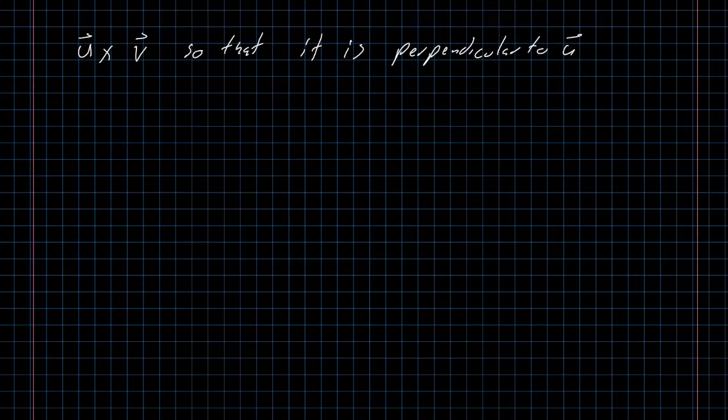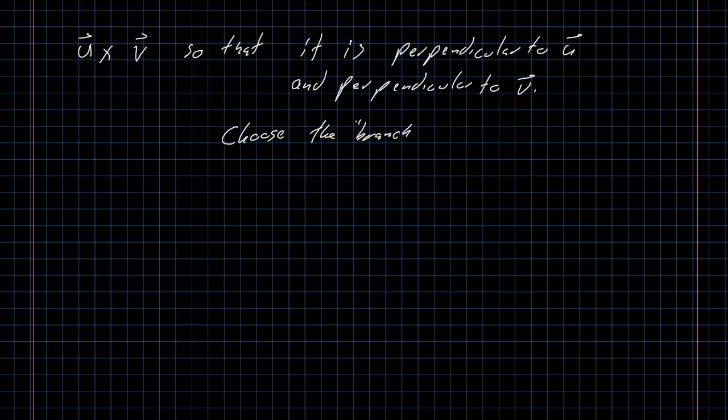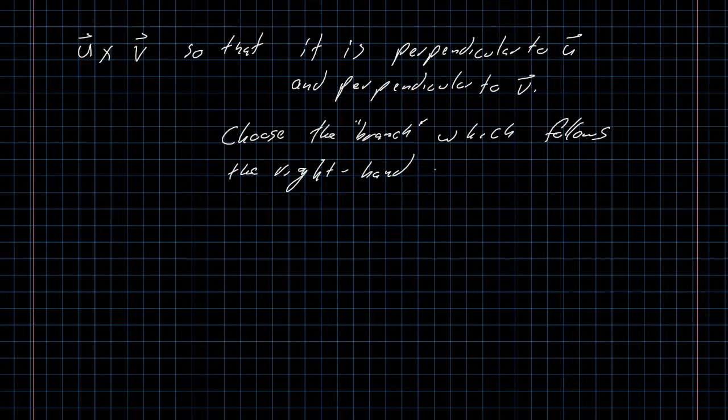And so we're going to define what's called the vector cross product u cross v so that it is perpendicular to u and perpendicular to v. And we'll choose the branch of this which follows the right-hand rule.